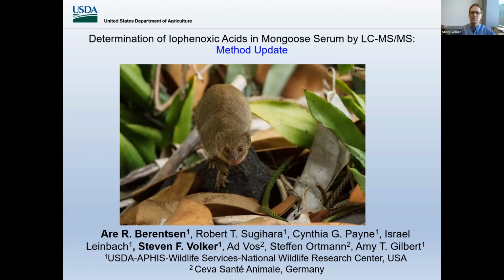My name is Ari Berentsen. I'm a biologist with the USDA's National Wildlife Research Center here in Fort Collins. And as I mentioned, a few years ago we published a paper on determining iophenoxic acids in mongoose serum using liquid chromatography and mass spectrometry. Today, we're going to provide a brief method update. I'll be providing a summary of the previous research, and then I'll turn it over to my co-presenter, Mr. Steve Volker.